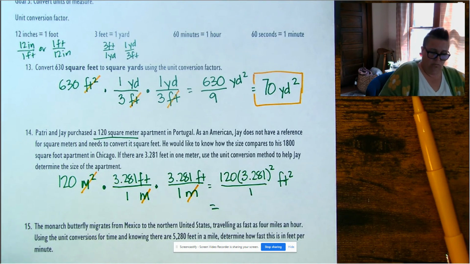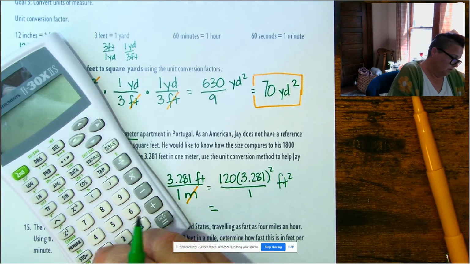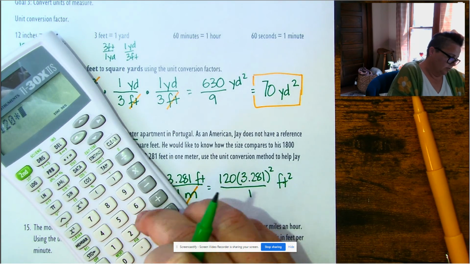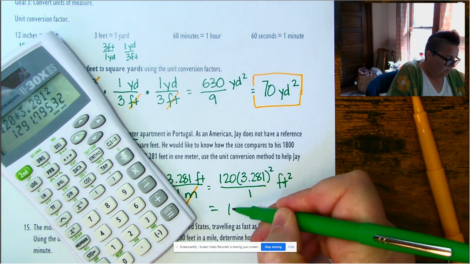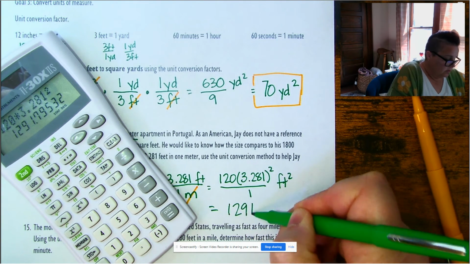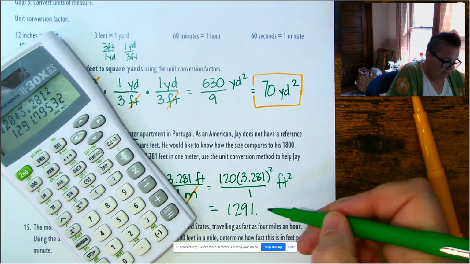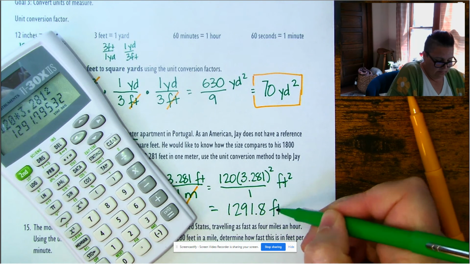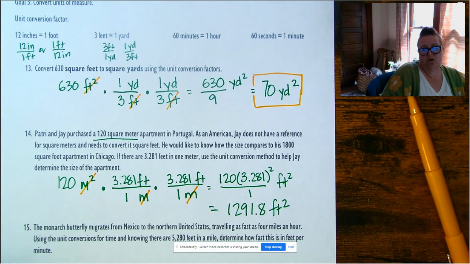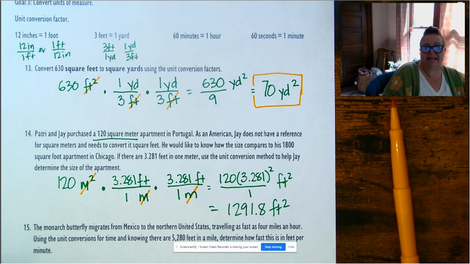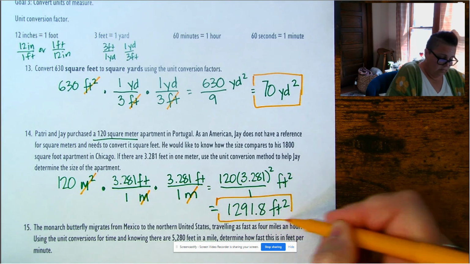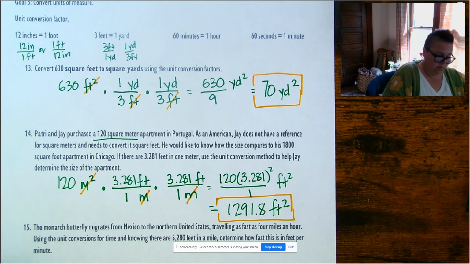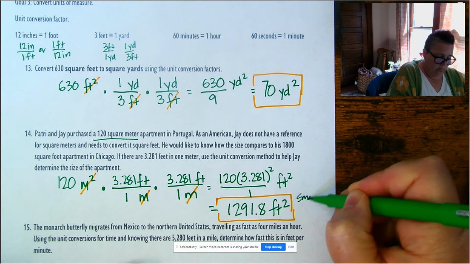And this is 120 times 3.281 squared, which is 1,291.8. Okay, so 1,291.8 square feet. How does this compare to his 1,800 square foot home in Chicago? It's smaller, right? So in comparison, it's smaller than Chicago, probably by about one room.